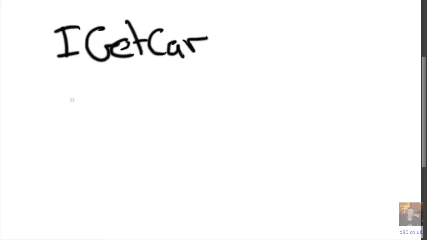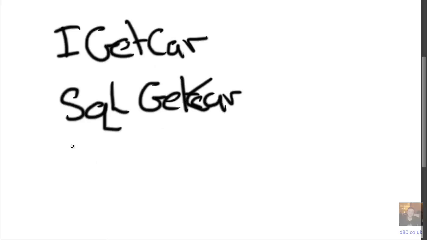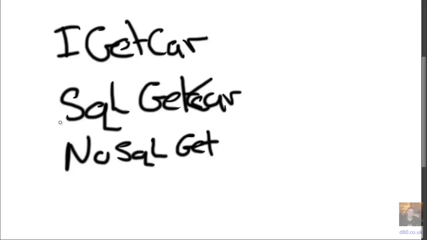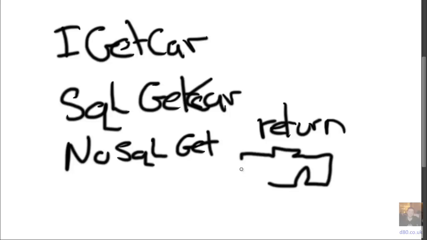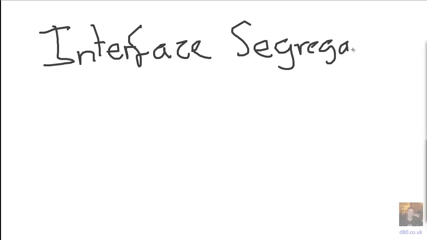Liskov's substitution principle. This states that classes should be substitutable for one another. So if we go back to the repository pattern, imagine the IGetCar interface. It could be we implement a SQL GetCar or a NoSQL GetCar. We might use Redis or whatever other store. That's the Liskov substitution principle.